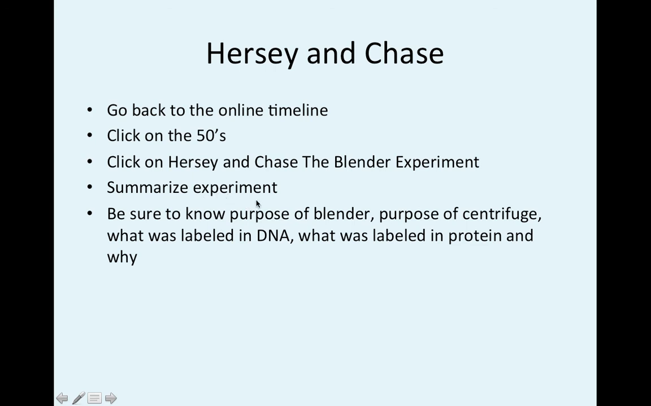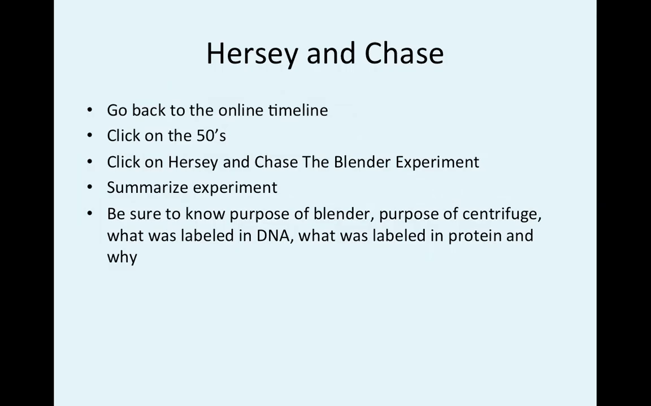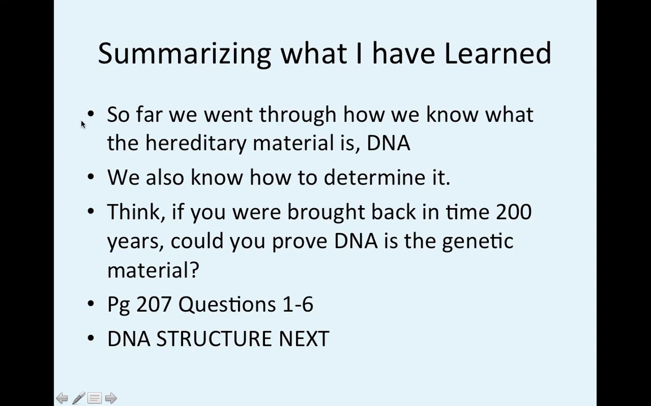I want you to summarize the experiment. You need to be able to explain to me what exactly is happening in this diagram. Like, what are they radio-labeling? Why are they radio-labeling sulfur? Why are they radio-labeling phosphorus? And explain to me what exactly is happening during the experiment. So those are the three things that I want you to go through.